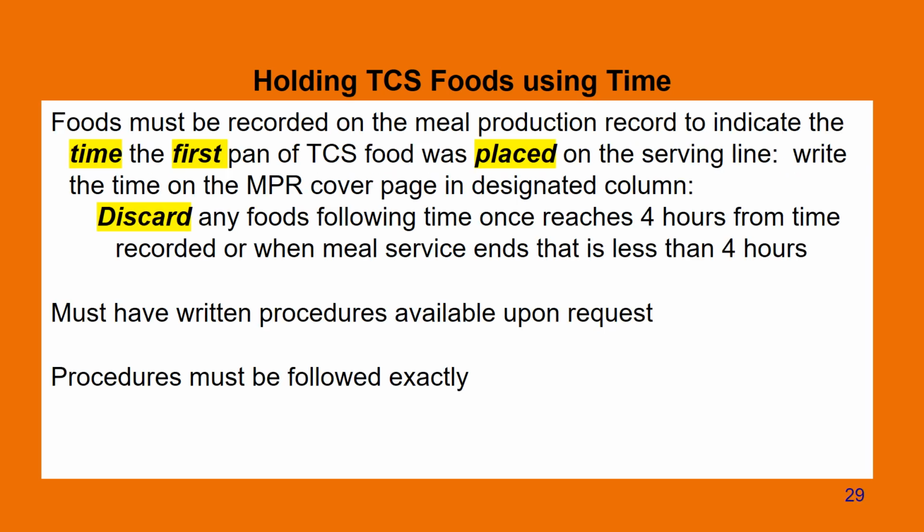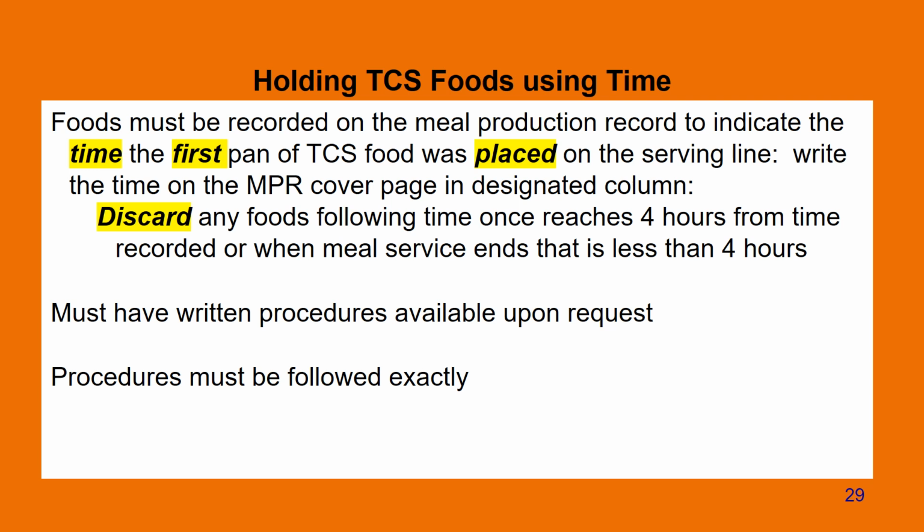Foods must be recorded on the meal production record to indicate the time the first pan of TCS food was placed on the serving line. Write the time on the MPR cover page in the designated column. Discard any foods following TPHC once it reaches 4 hours from the time recorded, or when meal service ends, if it's less than 4 hours. Must have written procedures available upon request, and procedures must be followed exactly.